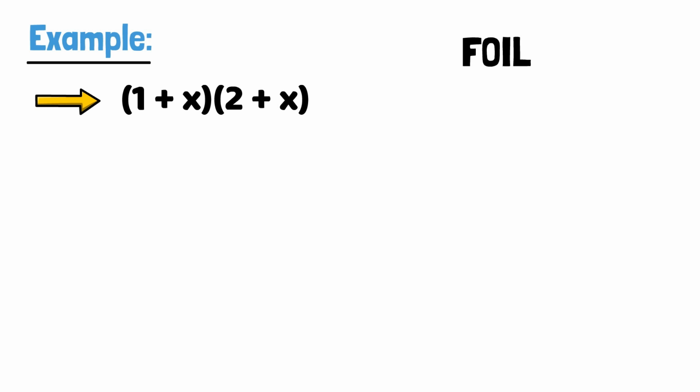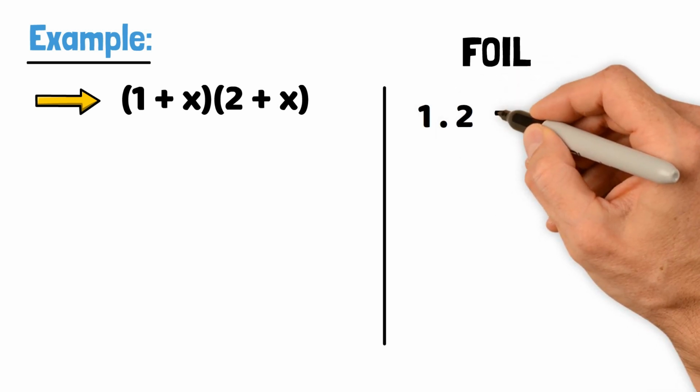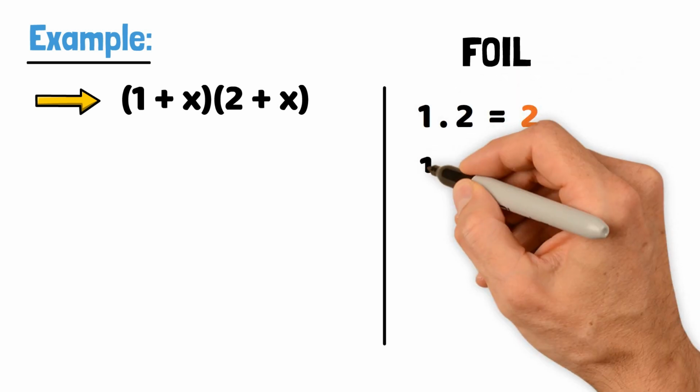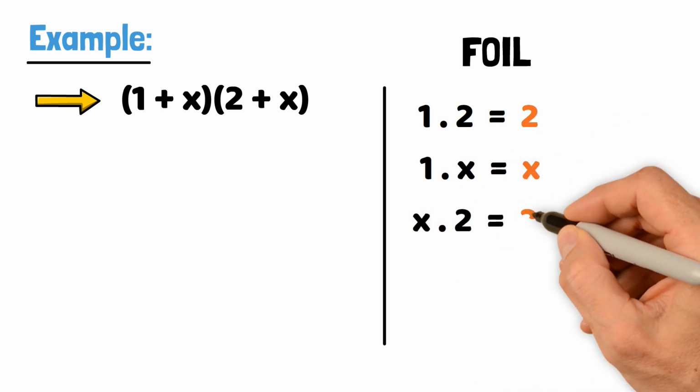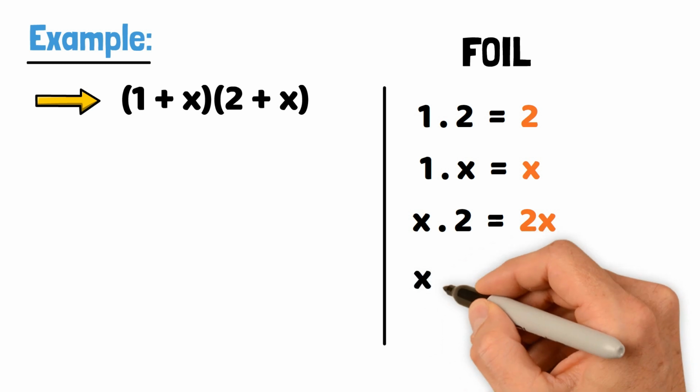For first, namely the first two expressions multiplied by each other, then the outer two expressions multiplied by each other, the inner two expressions multiplied by each other, and the last. In this case, the first expressions are the 1 and the 2. The outer are the 1 and the x. The inner are the x and the 2, and the last are the x and the x.